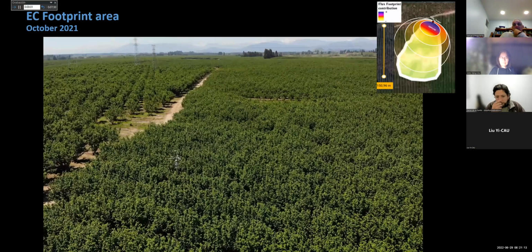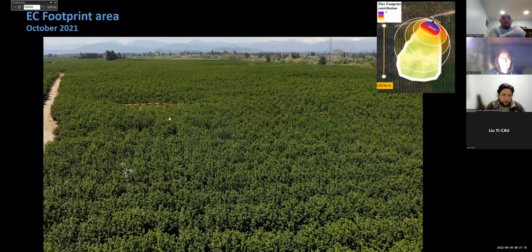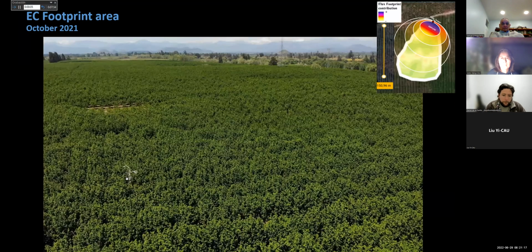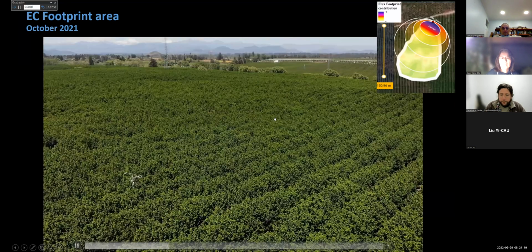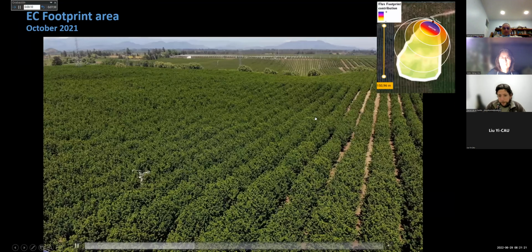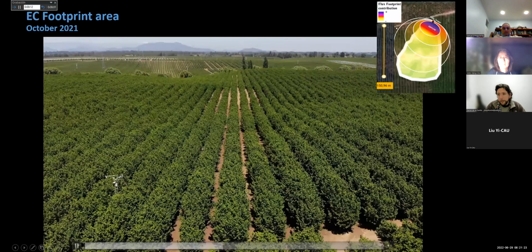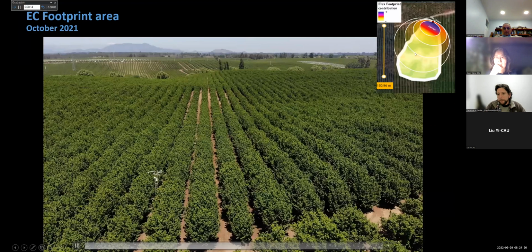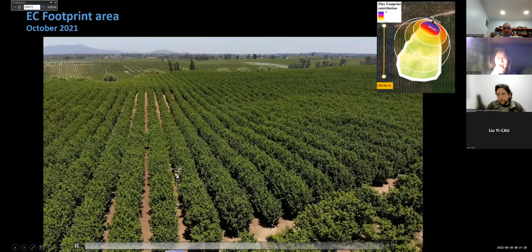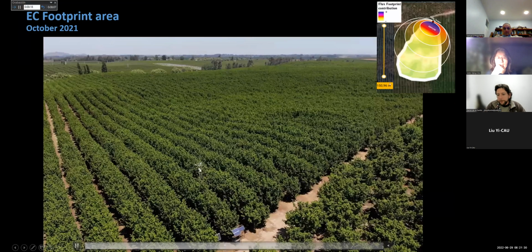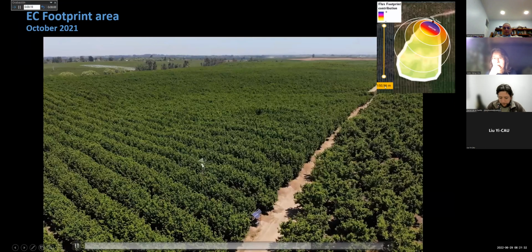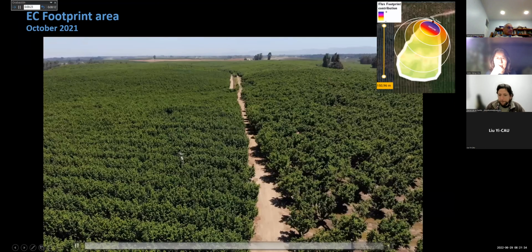So you can see this is the orchard, this is the eddy covariance tower, and the location of the measurements during the 3 growing seasons, and the estimation of the footprint here with a fetch with an average of 150 meters.